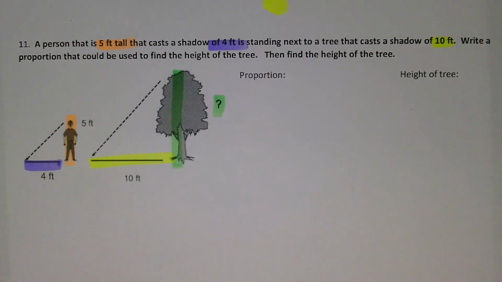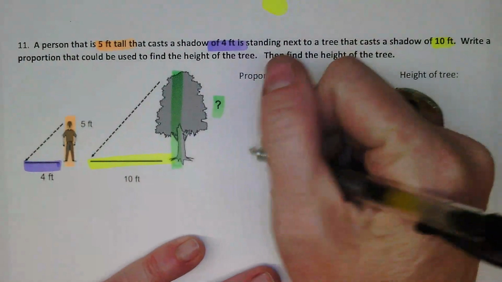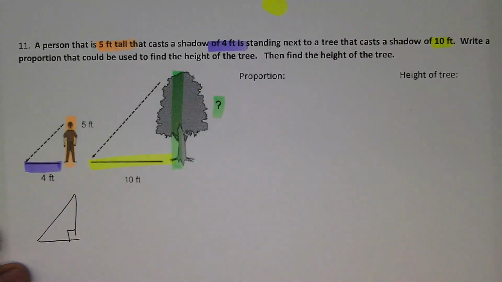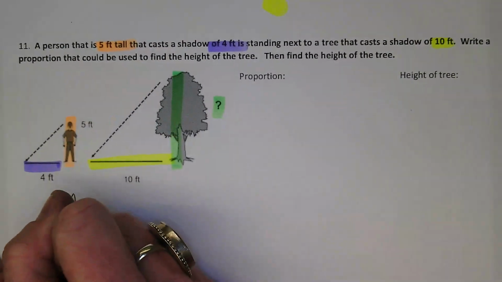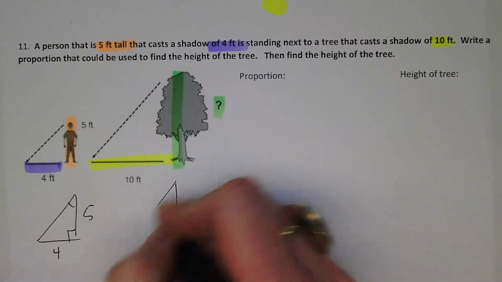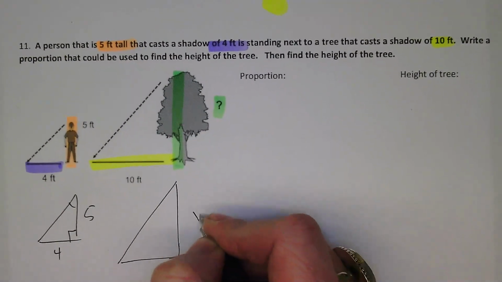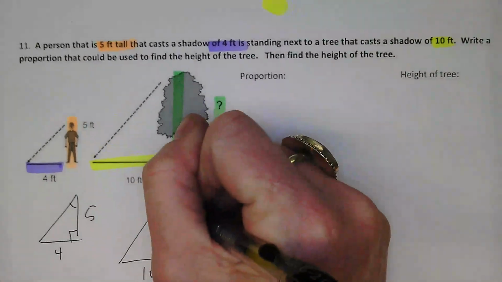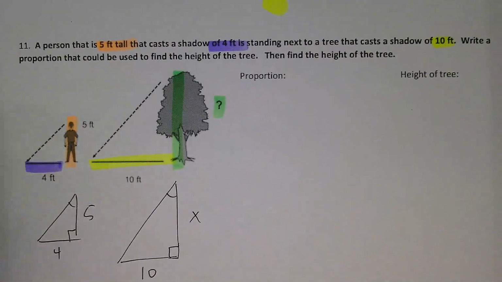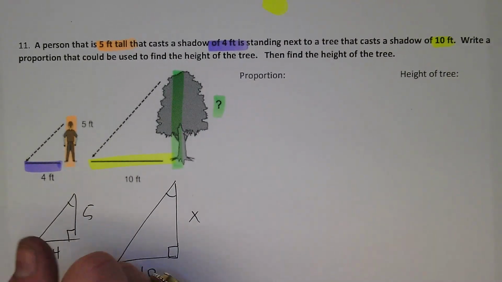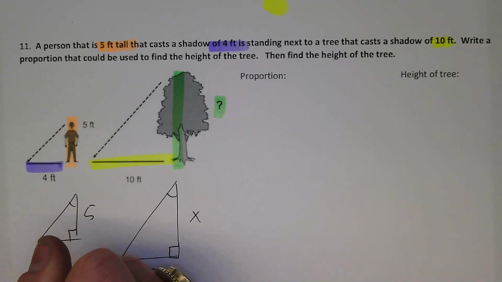Now this does create a situation with similar triangles, right? We have the person standing up at a right angle. It's 5, it's 4. The angle coming down from the sun. And then we have the tree, an unknown height, 10-foot shadow, right angle. The angle coming down from the sun is the same. The angle of the sun isn't going to change. So these are definitely similar via angle similarity.